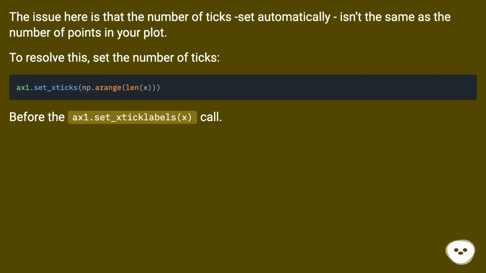The issue here is that the number of ticks set automatically isn't the same as the number of points in your plot. To resolve this, set the number of ticks before the ax1.set_xticklabels(x) call.